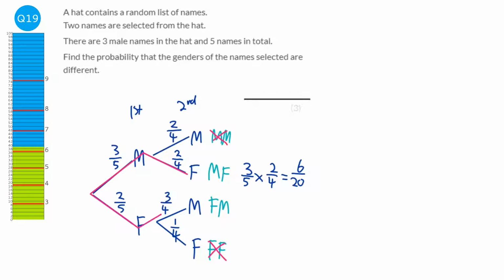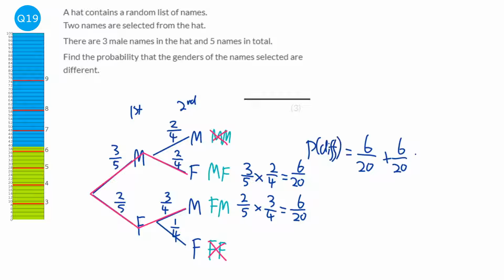So 2 over 5 times 3 over 4, that would be 6 over 20. Now we're looking to see whether it was male and female or female and male. And the word "or" in probability means add. So it'd be 6 over 20 plus 6 over 20, and this is the probability of different, which will be 12 over 20. Now 12 over 20 will cancel to 3 over 5.